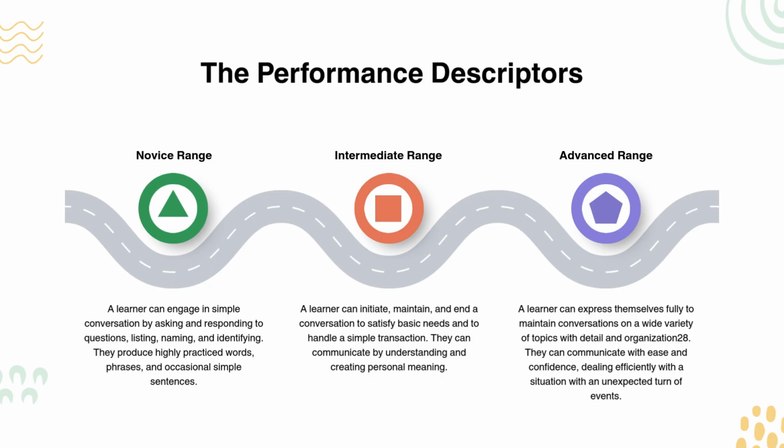Novice range. A learner can engage in a simple conversation by asking and responding to questions, listing, naming, and identifying. They produce highly practiced words, phrases, and occasional simple sentences. For example, they can introduce themselves to a group or state their name, age, and where they live. Intermediate range.